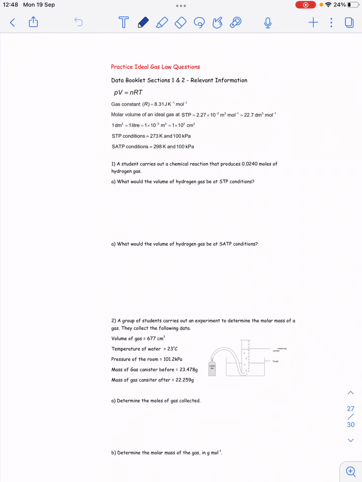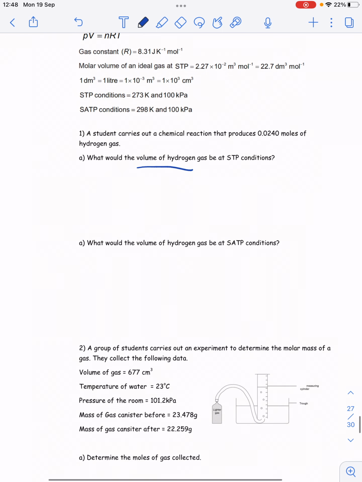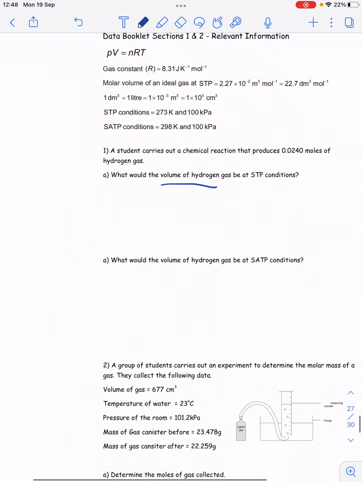Okay, some ideal gas law practice questions. Question 1. A student carries out a chemical reaction that produces 0.024 moles of hydrogen gas. What would the volume of hydrogen gas be at STP conditions? So let's solve for volume from the ideal gas equation.